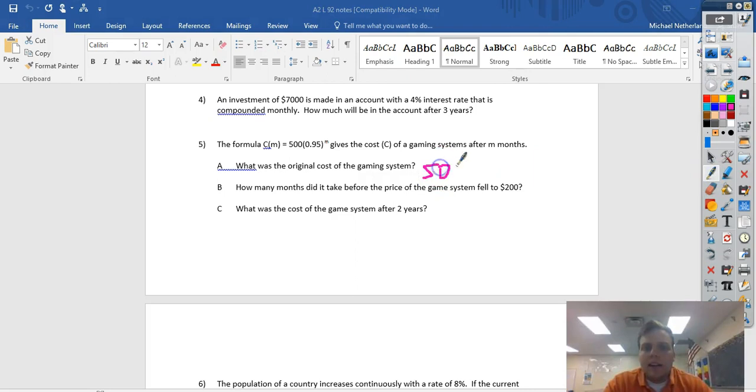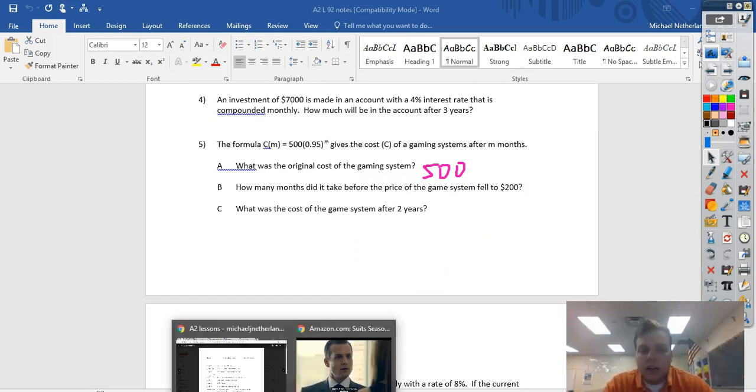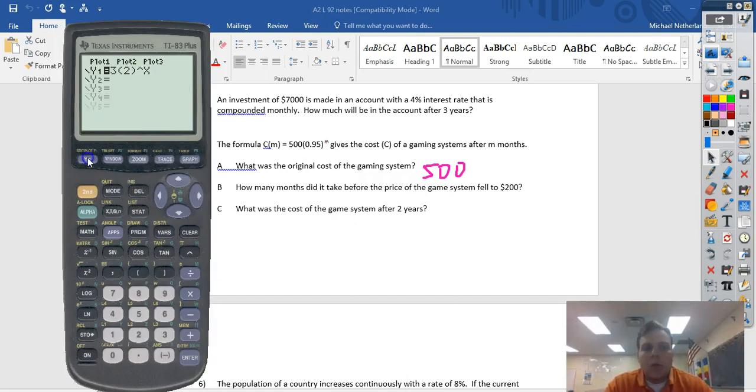How many months did it take before the price of the game system fell to $200? Okay, we do not need to make this hard. How did we do this on problem 1? How did I find the input value when I was given an output value? That's right. I just simply plugged into my y equals. So I'll do that again. I'll go here. I'll say 500 times 0.95 raised to the x. And then I'll go to the table.